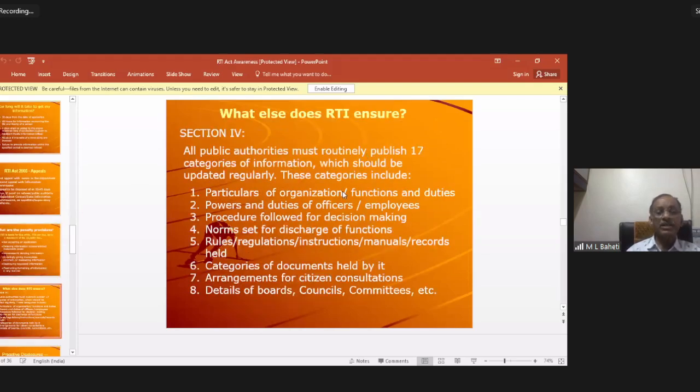They are interested in hiding the information. What else does RTI ensure? Section 4 is the soul of RTI. In Section 4, there are 4(1)(a), (b), (c) and (d), four subclauses. All public authorities must routinely publish 17 categories of information, which should be updated regularly.